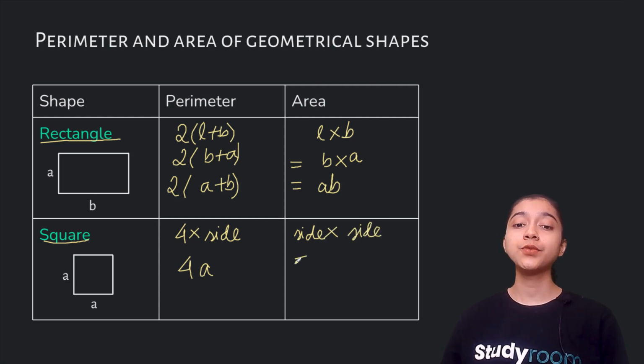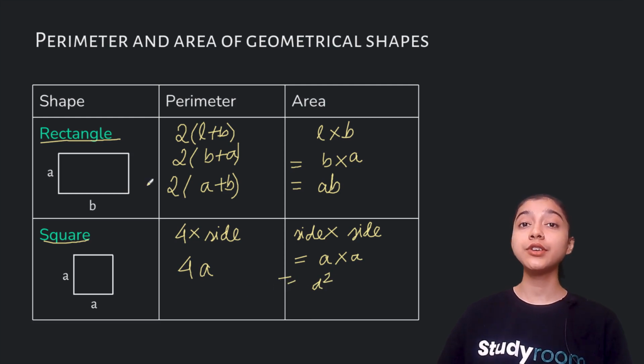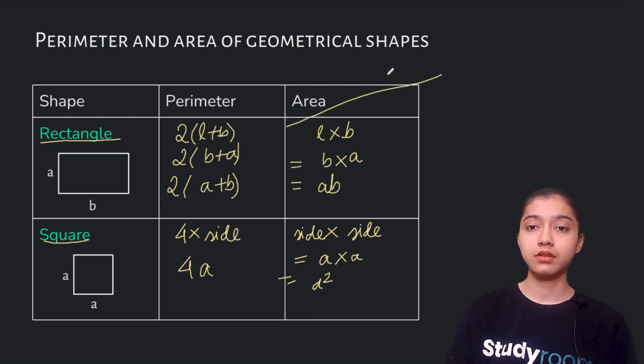So the side given over here is A. So I'll multiply A with A, which will ultimately give us A square, which is the area of the square.